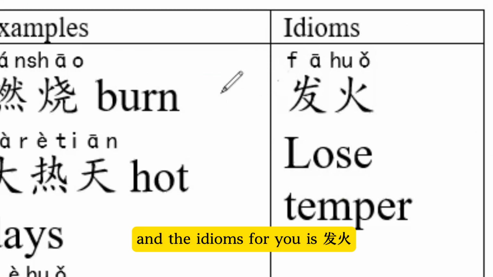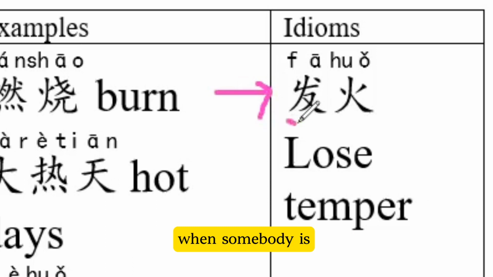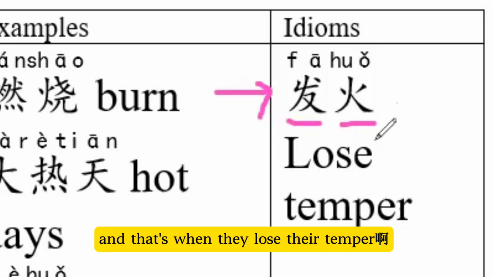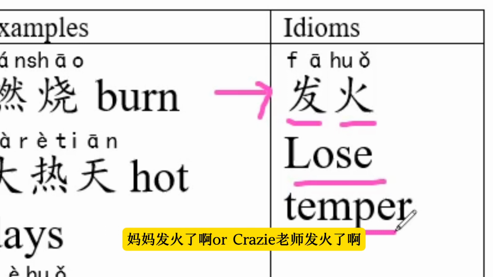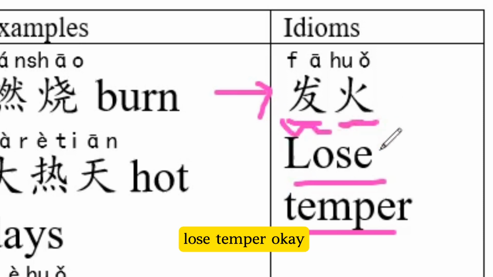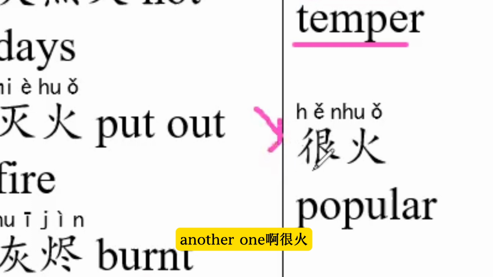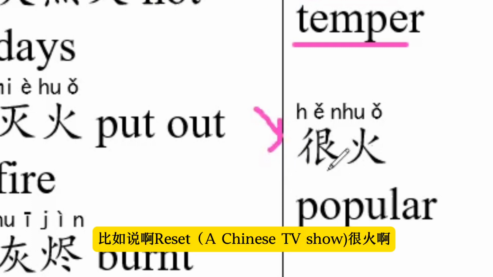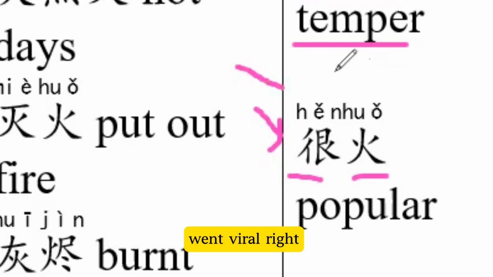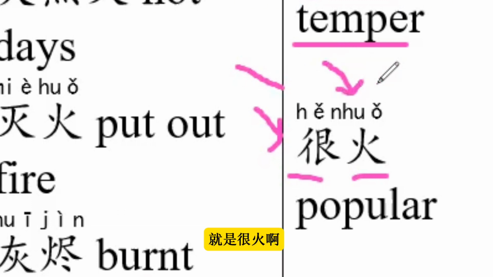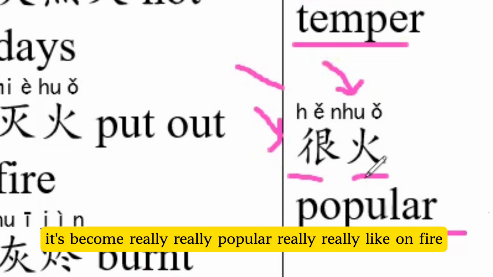And the idioms for you is 发火. When somebody is sending fire, that's when they lose their temper. Let's say 爸爸发火了，妈妈发火了，or crazy 老师发火了，lose temper. Another one, 很火，比如说 when some video went viral, right? That's a Chinese word. You can say it. 就是很火, it's become really, really popular, really, really like on fire.